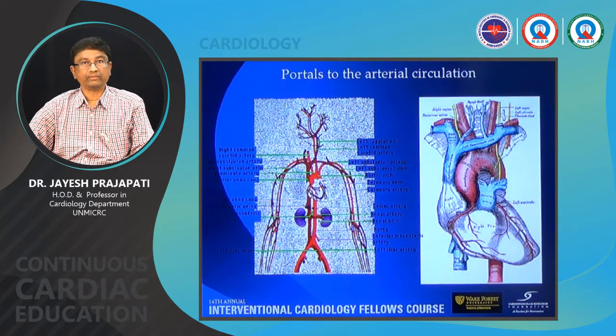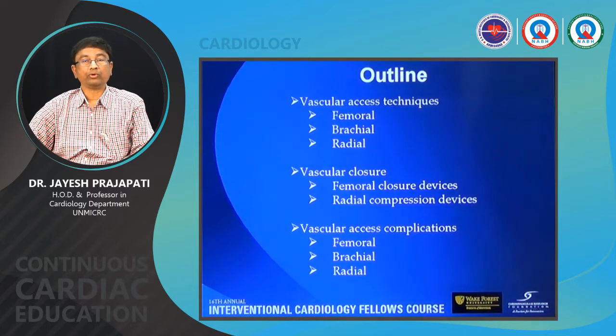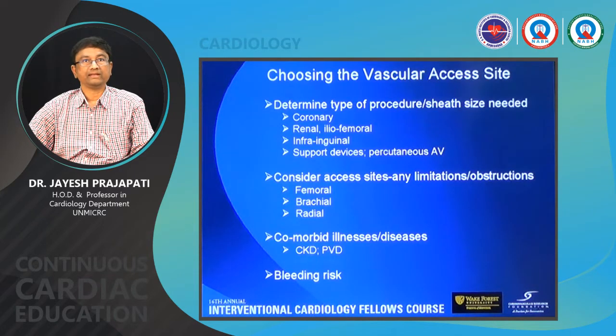There are some caveats and benefits of all these accesses. I'm going to discuss mainly femoral, brachial and radial access. I'll touch upon ulnar, and I'm going to discuss certain closure devices, like the femoral closure devices we are using nowadays, like Perclose, Preclose, Angio-Seal and some other devices, and the complications related to them.